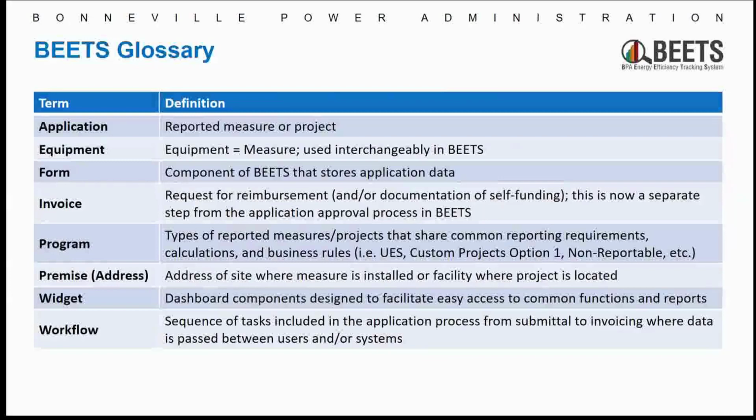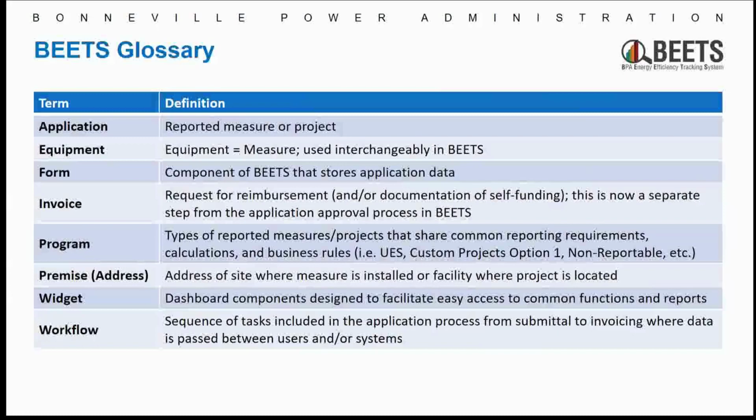The next term, program, I like to equate to the Excel terminology you have today. If you're going to report a particular type of project or measure, you pick up a certain Excel template. Inside BEETS, we have these broken out as programs. This is where we've programmed the different reporting requirements, the calculations, and the various business rules in the implementation manual for the different types of measures. So UES constitutes a program in the system, and the custom projects are a program in the system.